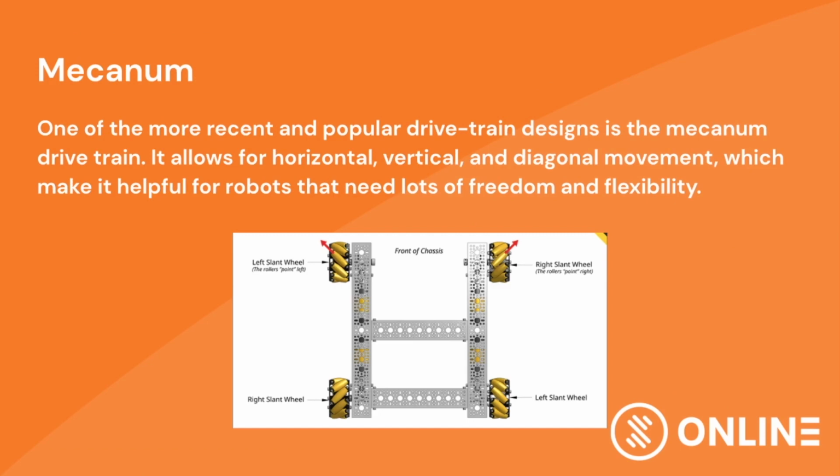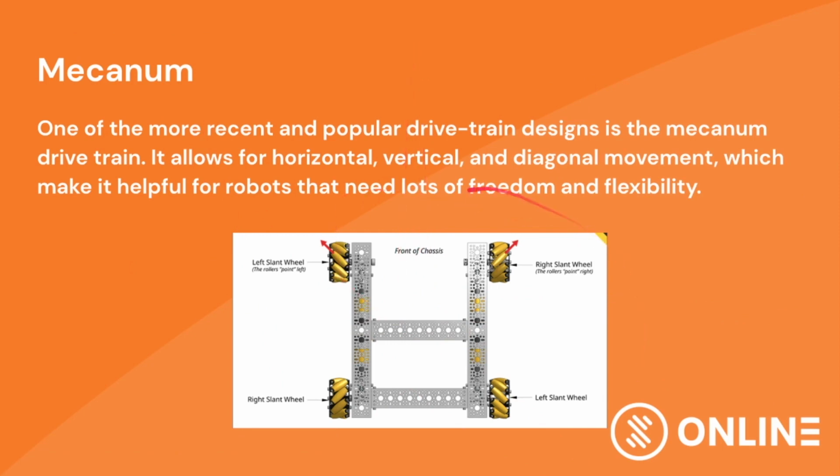For Mecanim, one of the more recent and popular drivetrain designs, it is the Mecanim. So it allows for more horizontal, vertical, and diagonal movement, which makes it helpful for robots that need lots of freedom and flexibility. If you can see here, we have these weird wheels that slant with little rollers on them. So what this allows us to do is we can drive forward, we can drive backward, we can also do something called strafe, so move horizontally while staying on the same axis or turning. So we're still going to be facing forward, but we can move left and right. And then we can also move diagonally, all while still facing the front.